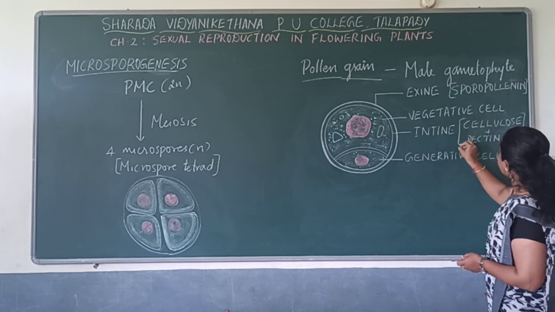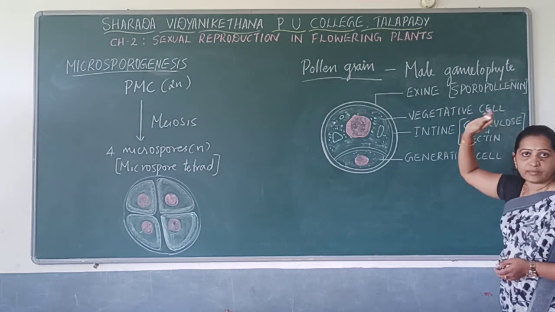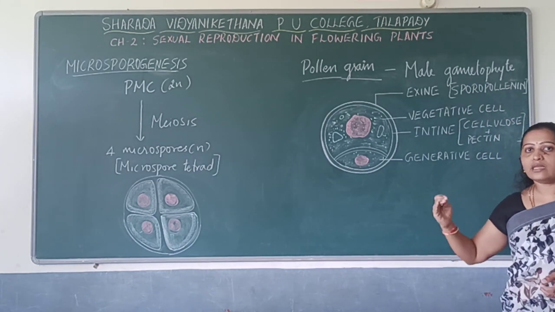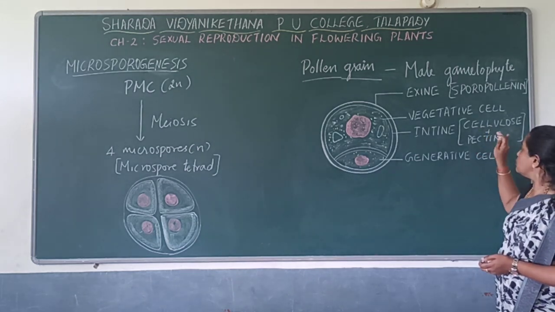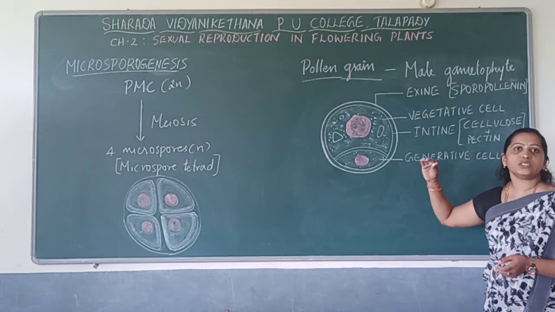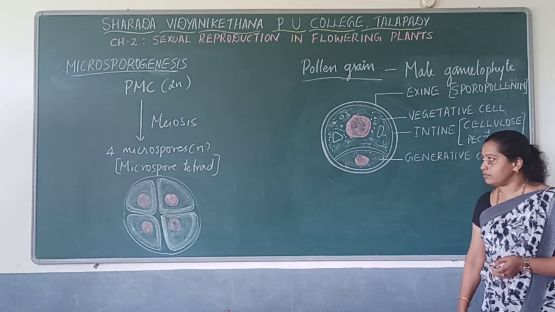So the outermost wall layer is made up of an organic material known as sporopollenin. The inner wall layer is made up of the material known as cellulose as well as pectin. So these are the two wall layers of pollen grain.